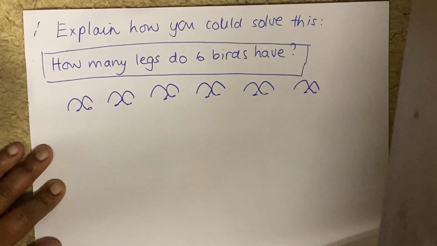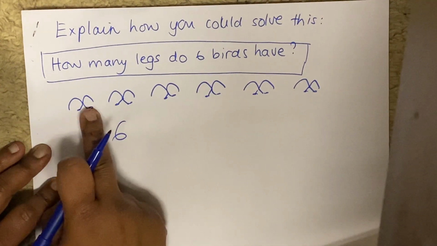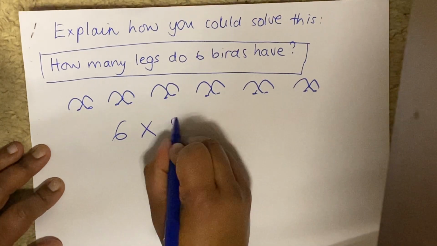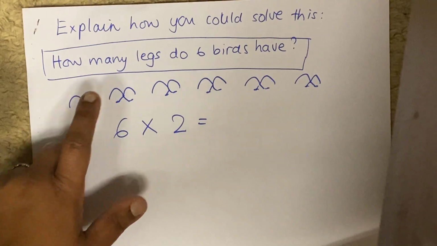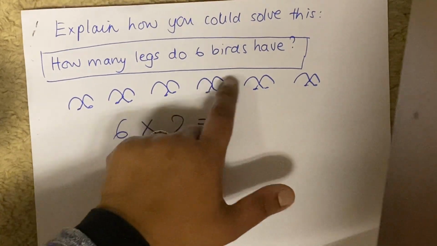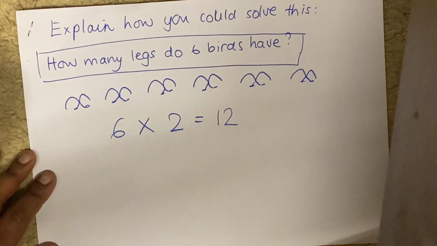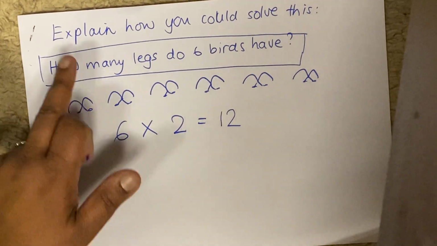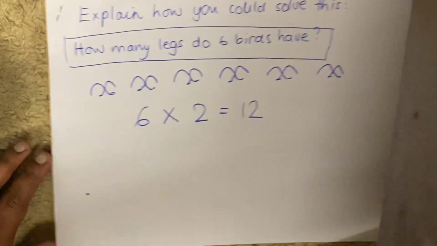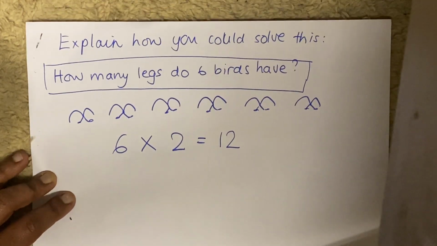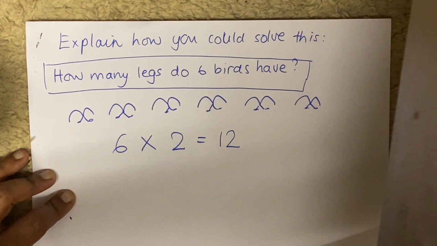So, I have 6 birds, and each bird has 2 legs. 6 times 2. So, how many legs do 6 birds have? 2, 4, 6, 8, 10, 12. There we go. 6 times 2 is 12. The question says, explain how you could solve this. Have we explained it? So far, we've just drawn it. So how would you explain the answer?